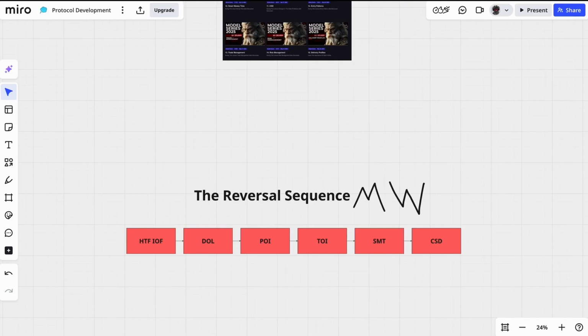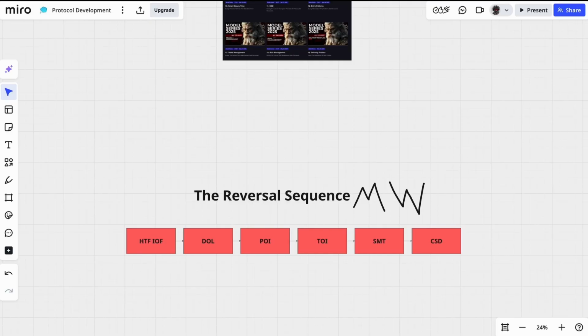Here you can see the reversal sequence, and the reversal sequence is basically the core of everything which I've been discussing throughout the model series. And the reason why this reversal sequence is important is because I want you to understand that in advance of every single market reversal, the same steps always apply. And that's the beauty of the model as I'm teaching it to you.